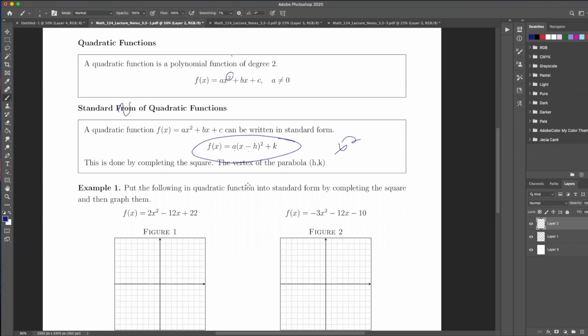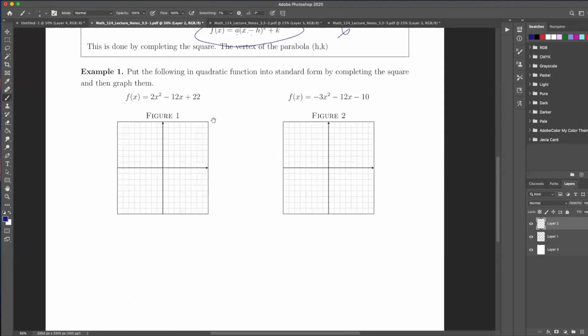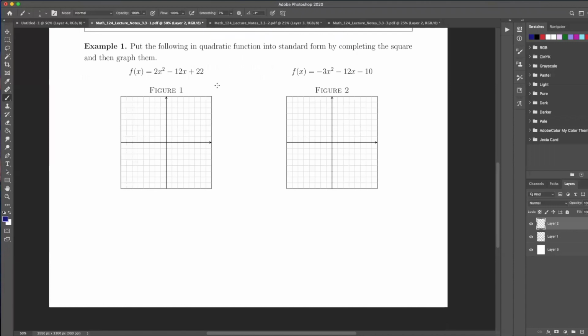So let me show you how to do this slowly with two of them, and then I will make notes on how to do the rest of the problems from there. All right, so let's do this. I'm just going to rewrite this as y equals 2x squared minus 12x plus 22, just because that's what you're more used to. I'm going to label this as my x and this as my y.